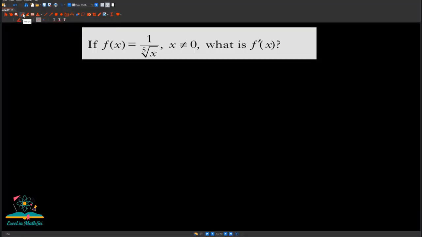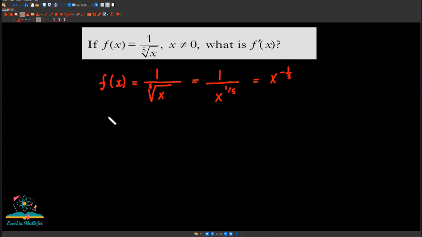f of x is equal to 1 over the fifth root of x, what is f dash x? So what we need to do first of all is put that into differentiable form. So f of x would equal to, so I'm going to write this out. So that's the fifth root, which would be, so now we can differentiate that.